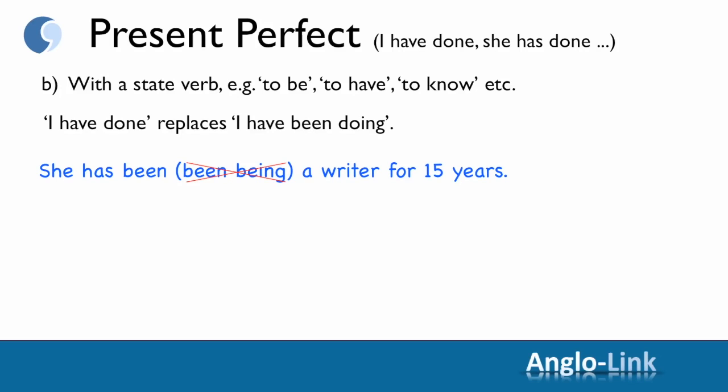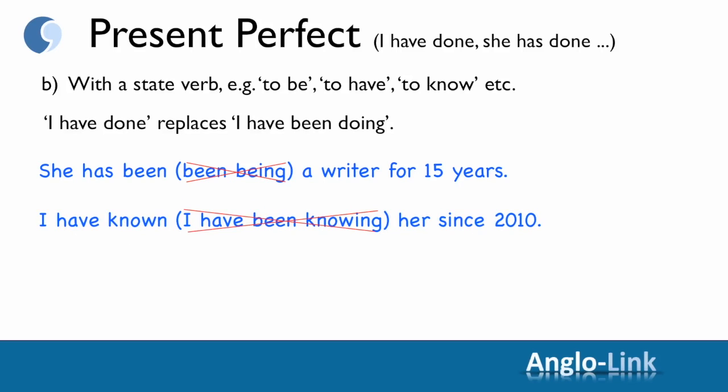for 15 years. Or, I have known her since 2010. Again, because know is a state verb, and we cannot put it in the present perfect continuous tense. So we switch it back to the present perfect simple. I have known. But the timeline will look exactly like the present perfect continuous tense. A state that started in the past and continued and is still correct at the present moment.